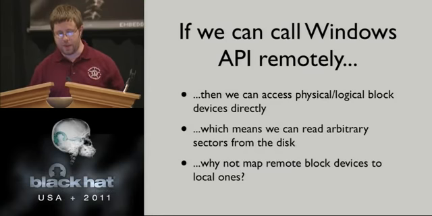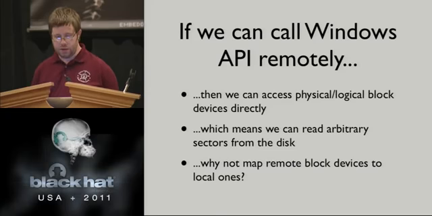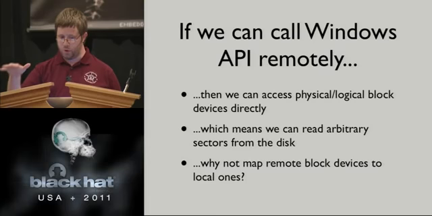So if we can call the Windows API remotely, then we can do some interesting things. We can do essentially anything that our forensic software would do. All it does is open file or create file on physical devices and partitions and things like that and read from them. So we can do that. We can access these physical and logical block devices directly. The physical devices being the actual full disks that are hooked up to the system. The logical devices being the individual partitions, file systems, volumes, whatever you want to call them, A, B, C, D, E. Those, we can map, open those up as file handles.